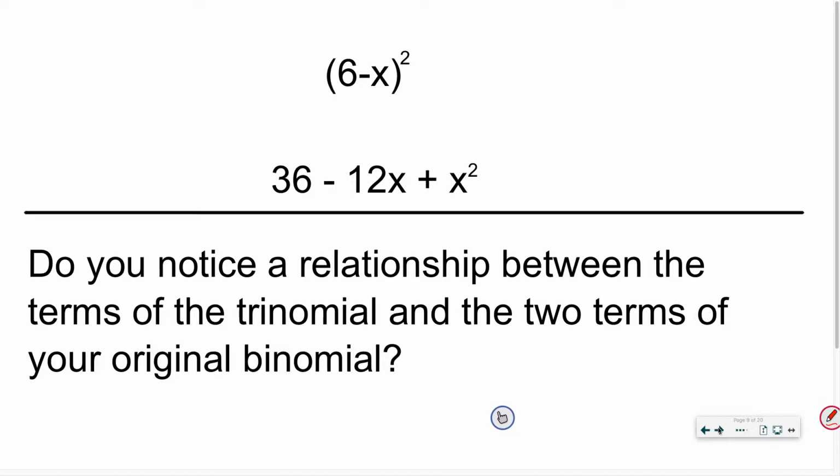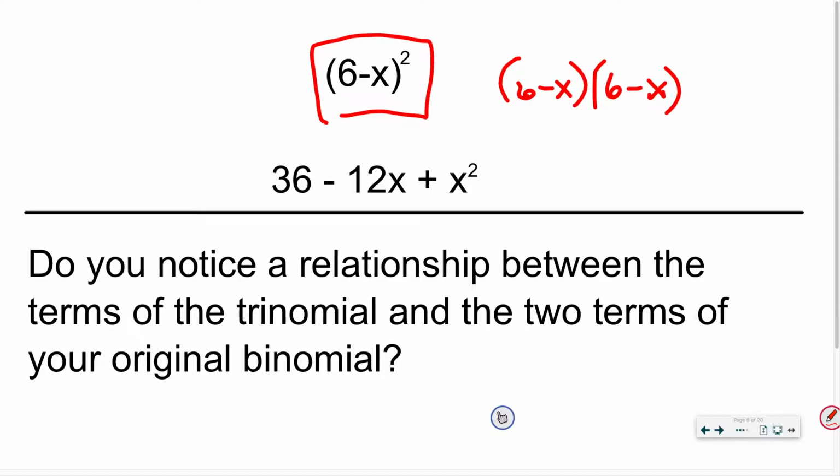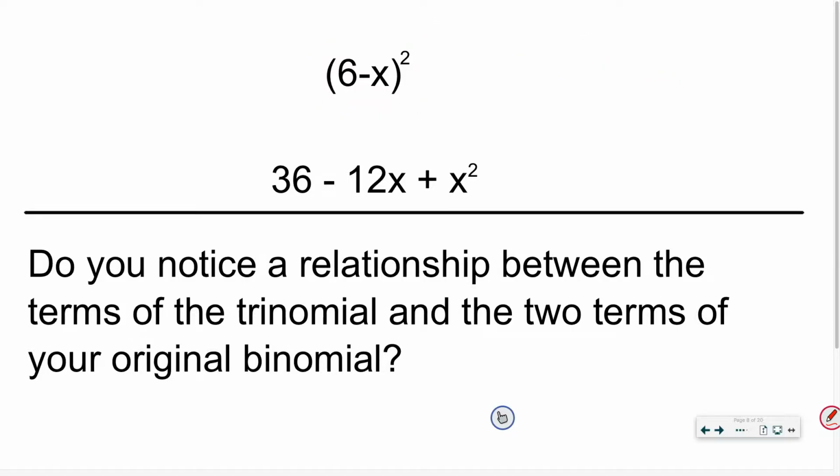A two-term binomial times itself. Sometimes we see it represented like this. Most of the time, we see it represented like this: a binomial times itself, or squared. Okay. So now, look at the trinomial we came up with. Do you notice any type of pattern or relationship between the terms of the trinomial and the terms of the original binomial? Try to find, if you had to make up a rule that was generated from this binomial to that trinomial, what do you think happens in each term?